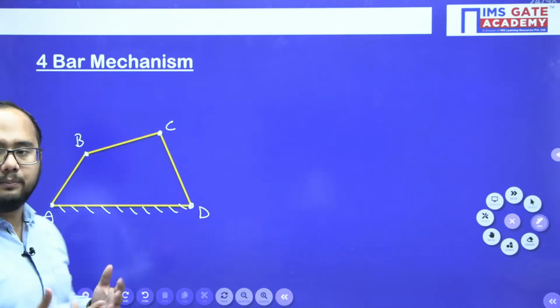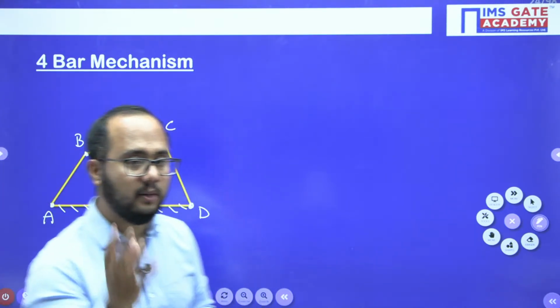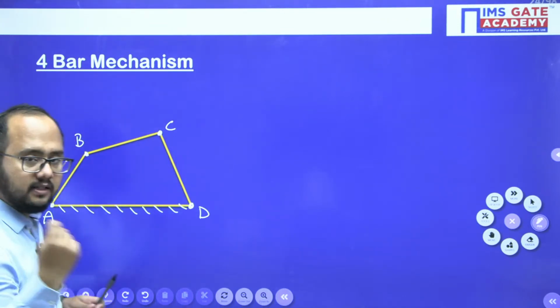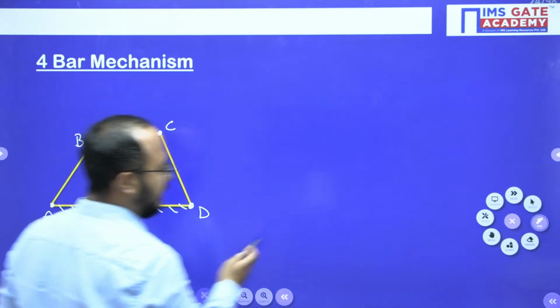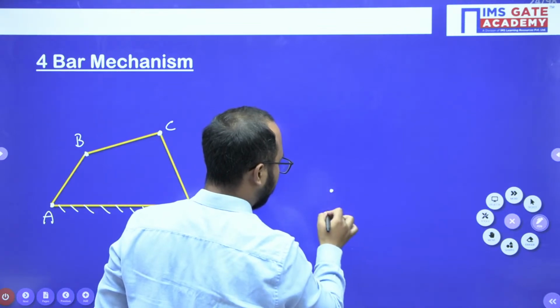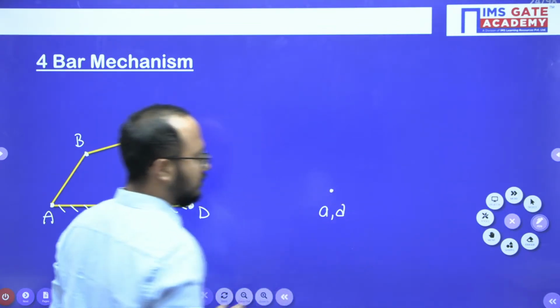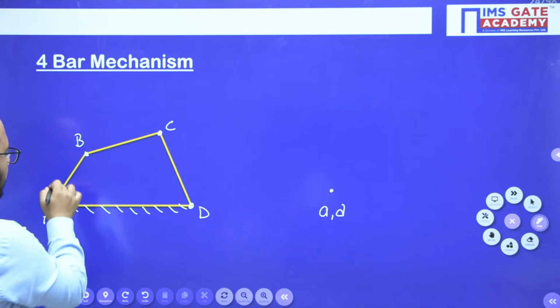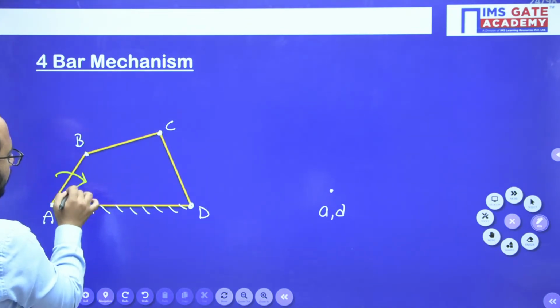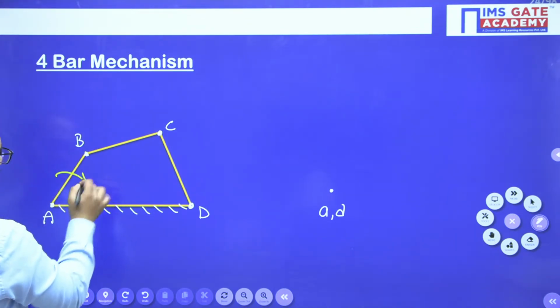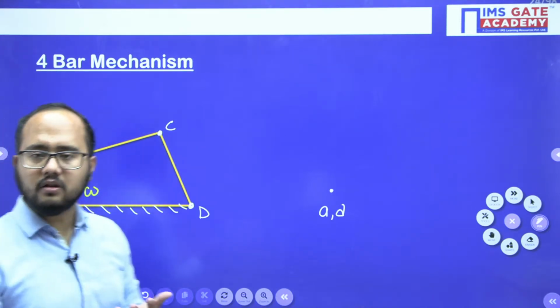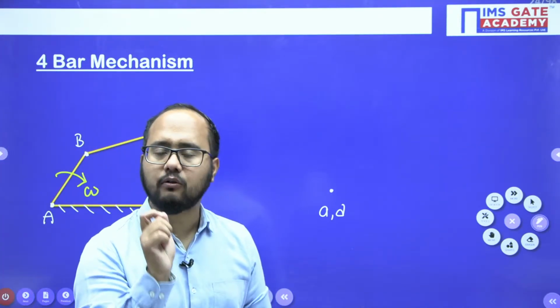Now, what is step number 1? Please quickly understand this point, very important. What is step number 1? Identify the fixed points A and D. A, comma, D are the fixed points. Now, let's suppose in the question itself they have given the angular velocity omega for link AB. So if angular velocity is given, we can easily calculate the velocity.